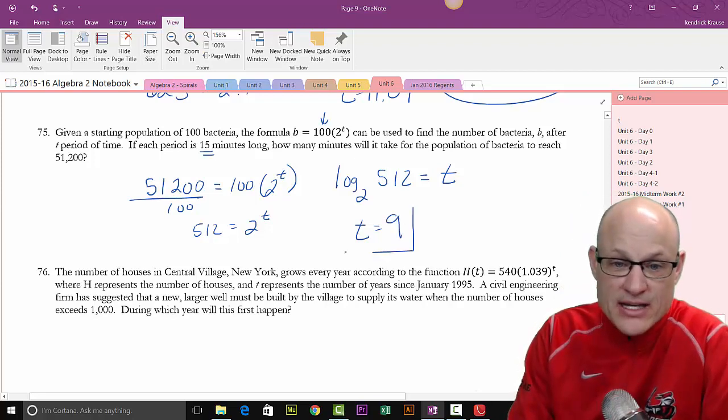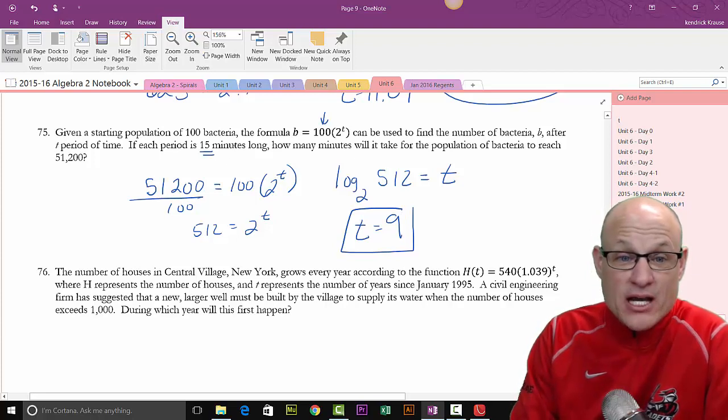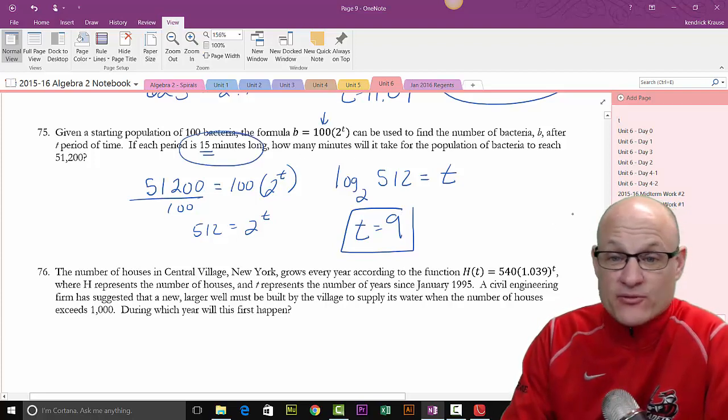T equals 9. Now that's 9 time units. It says how long will it take? How many minutes? You got to take 9 times 15. So 15 times 9 is 135 minutes.